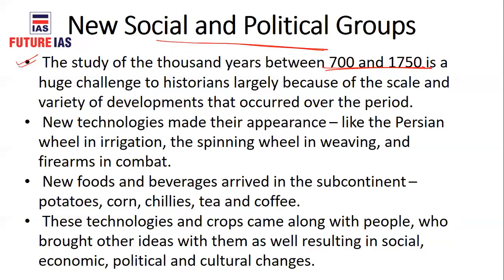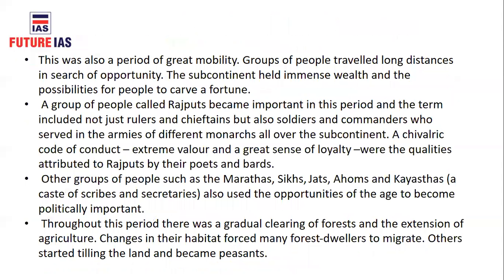These new technologies like the Persian wheel, spinning wheel, firearms, and new foods like potatoes and corn were introduced by certain foreigners, right. They came to the people who brought these ideas to the land, and this changed the culture, the social aspect, and the political aspect of the native people. So the social and political groups basically re-energized, right. They reintegrated into the newer realm, which was introduced by the people from the distant land.